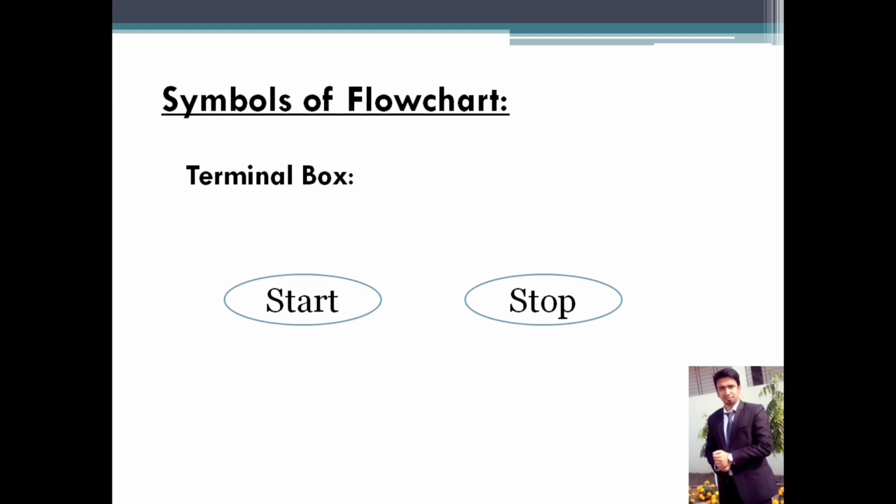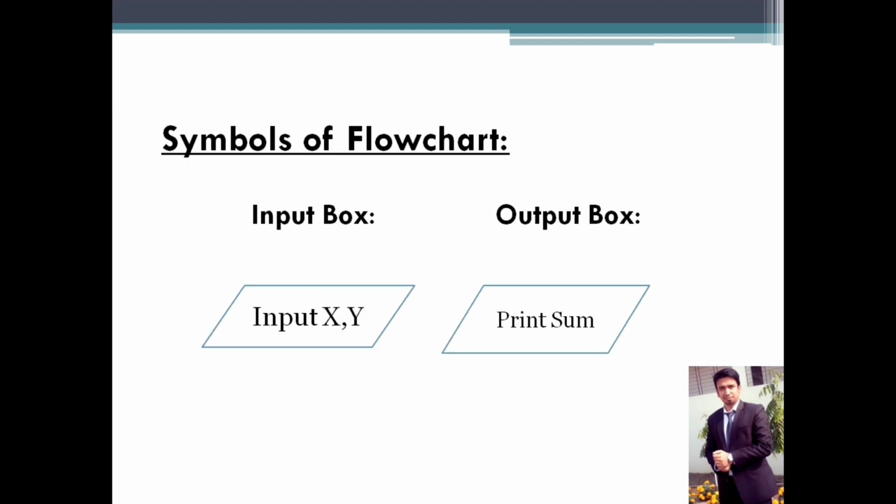This box is used to represent the beginning and end of the flowchart. It is an oval shaped box. When it is used in the beginning, it is called the start box. At the end, it is called the stop box. So this is the procedure of the terminal box.